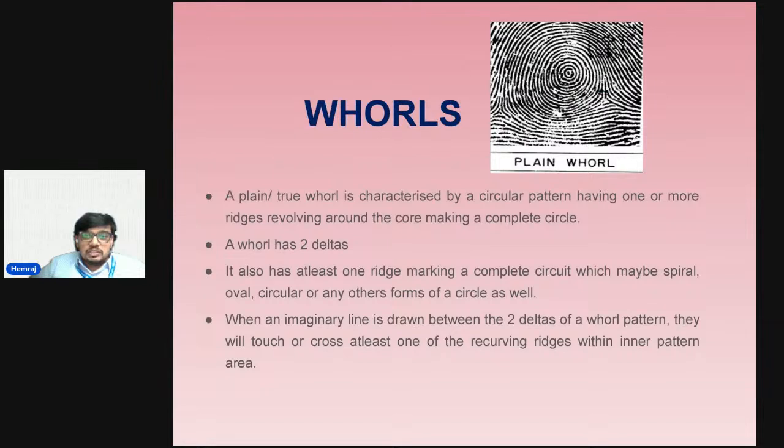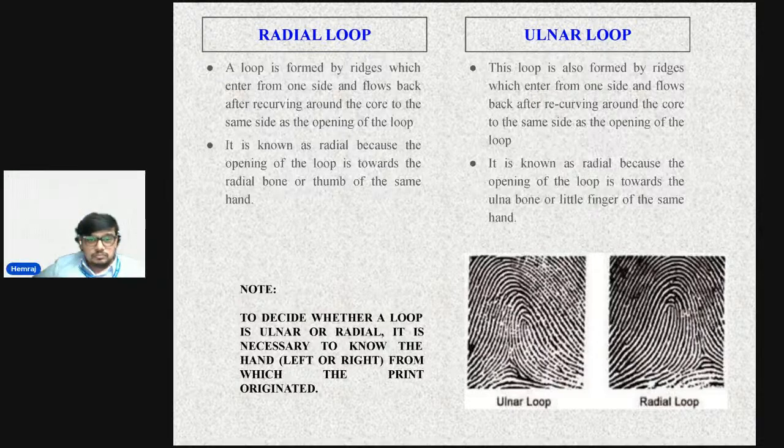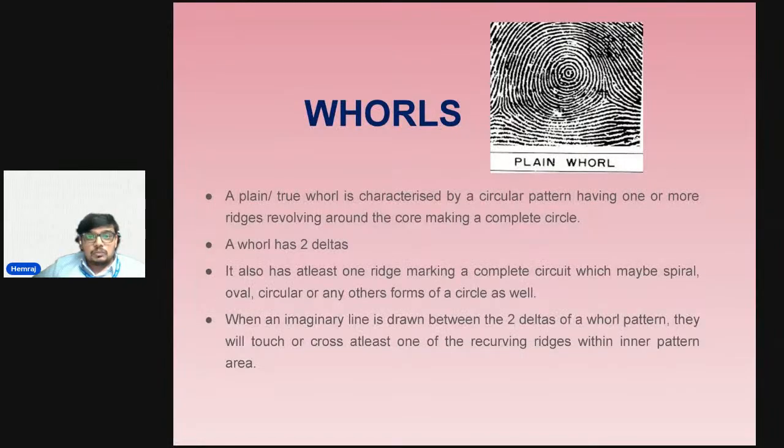We talk about whorls. So see, here is the whorl. Whorls are basically some circular pattern. So they are making a circle. So if you see the overall pattern of this fingerprint, you see that there is some sort of circle. So if the circle pattern is there, they are whorl patterns, right? A plain whorl is characterized by a circular pattern having one or more ridges revolving around the core, making a complete circle. Then a whorl has two deltas, one delta here, one delta here, right? But if we talk about the loop, it has only one delta. But a whorl has two deltas, one on the right side and one on the left side.